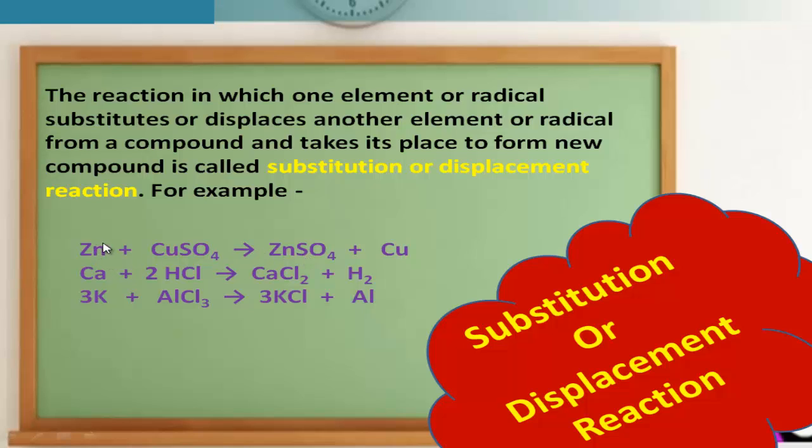Follow here. Here the oxidation number of zinc is 0, but here +2. So the oxidation number is increased. That means here zinc undergoes an oxidation reaction, and here copper is +2, but on the product side the oxidation number is 0. That means the oxidation number is decreased. So in copper sulfate a reduction reaction occurs. So in this way, these are also redox reactions.